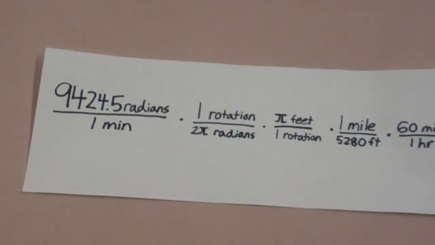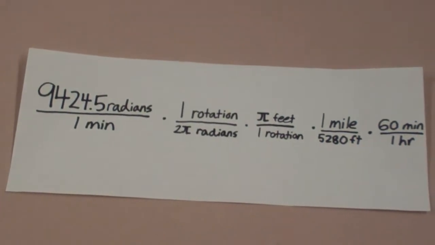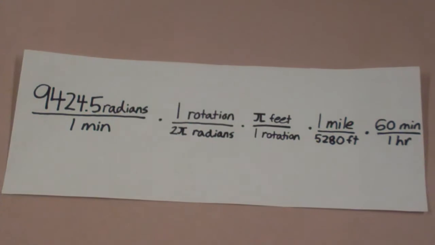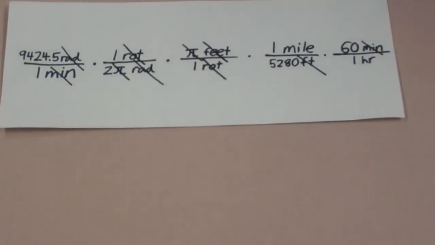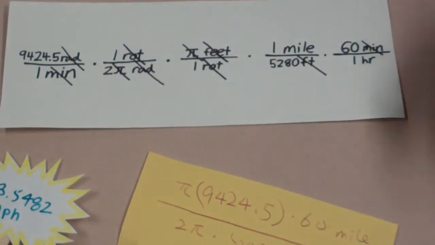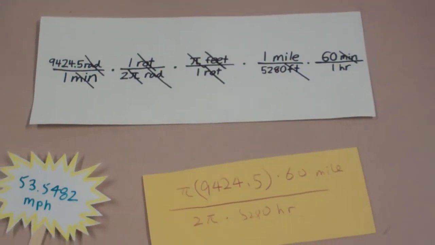There are 5,280 feet in a mile and 60 minutes in an hour. We'll place these two equivalent expressions into the equation. Now we can cross-cancel most of the intermediary units. Now we just have to multiply and divide it out. Looks like our top speed is about 54 miles per hour.